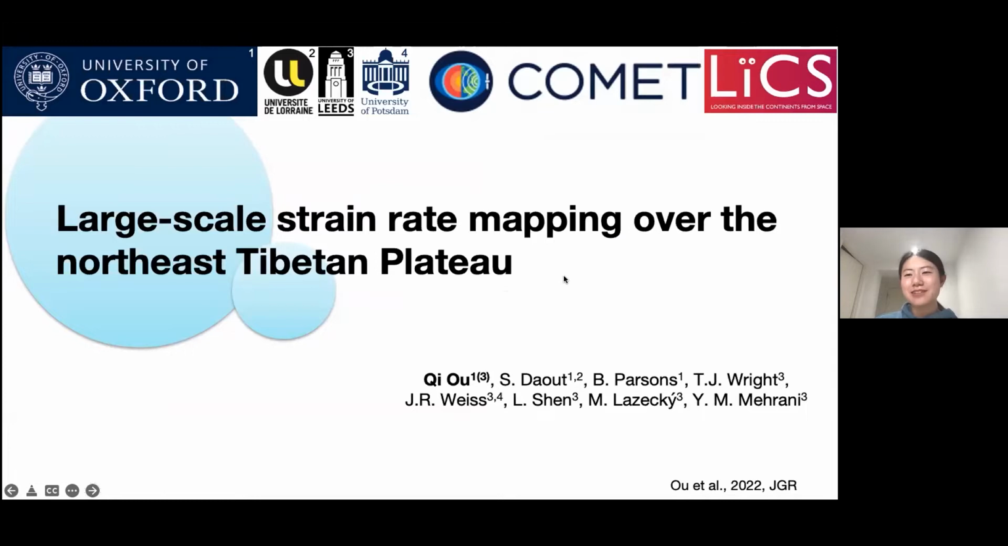I'm going to present my work mapping the large-scale strain rate over the northeast Tibetan Plateau using Sentinel-1 InSAR data. This work was done in collaboration with authors from the universities of Oxford, Lorraine, Leeds, and Potsdam, and the paper just came out in JGR.